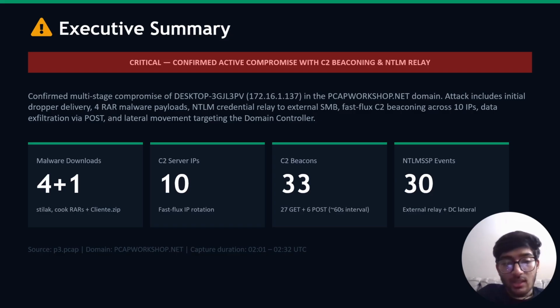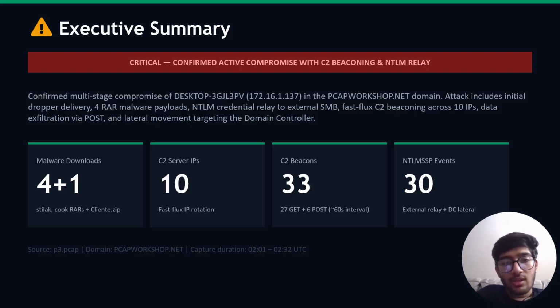So, starting with an executive summary, the victim is Windows workstation desktop 3GJL3PV at IP 172.16.1.137 with a pcapworkshop.net domain, and it captured spam around 2 minutes to 232, roughly 31 minutes of activity. Looking at the four key metrics, there are four malware downloads plus an initial dropper: Stealc and Cookie RAR archives in both 32- and 64-bit versions, along with a client.zip dropper.